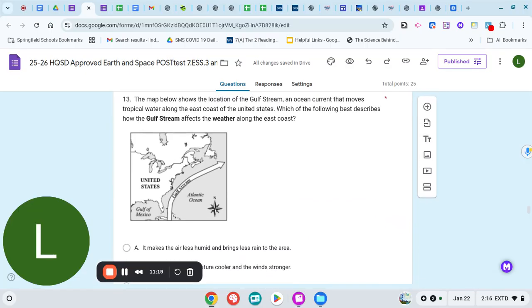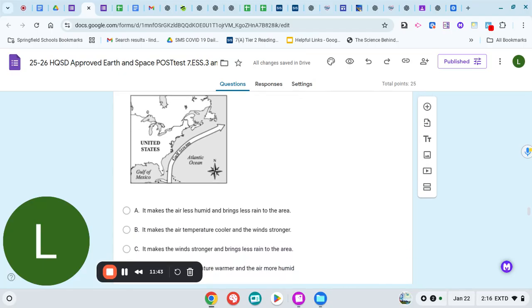Number 13, the map below shows a location of the Gulf Stream, an ocean current that moves tropical water along the east coast of the United States. I apologize for this typo. It should be capitalized. Which of the following best describes how the Gulf Stream affects the weather along the east coast of the United States?